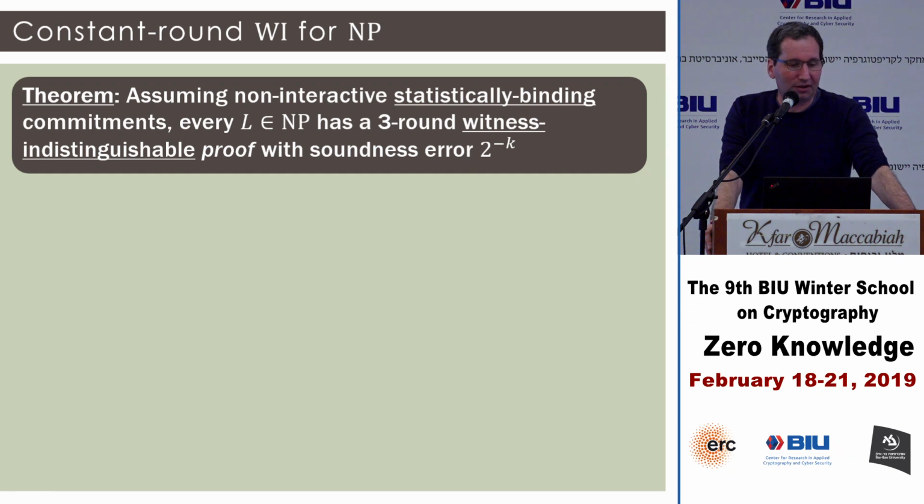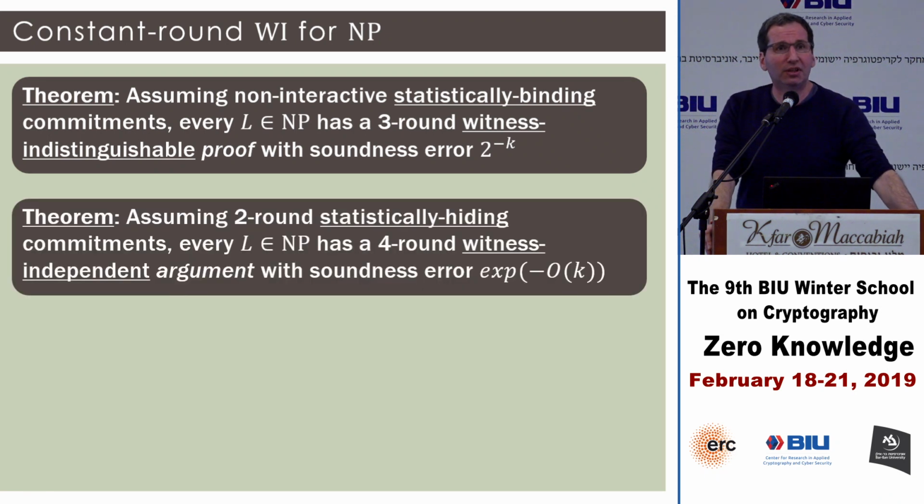So the theorem is that, assuming non-interactive statistically binding commitments, every language in NP has a 3-round witness indistinguishable proof with soundness error 2 to the minus k. And in fact, this is a proof of knowledge, like Yuda showed, with knowledge error 2 to the minus k. It's not a strong proof of knowledge, but it is a proof of knowledge.